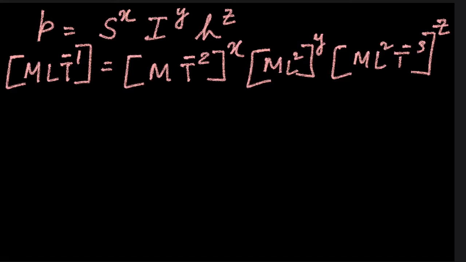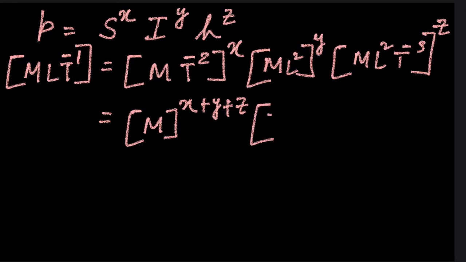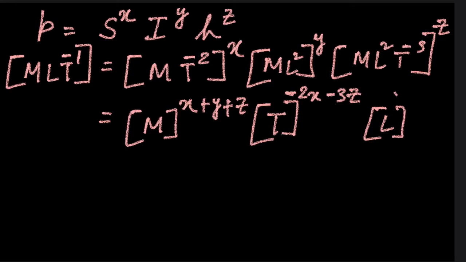Now you have to equate the powers of M, L and T from both sides. So for M it is x plus y plus z. We have to use the rule of indices. For T it is minus 2x minus z, and L is 2y plus 2z.